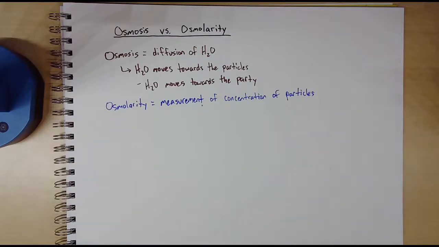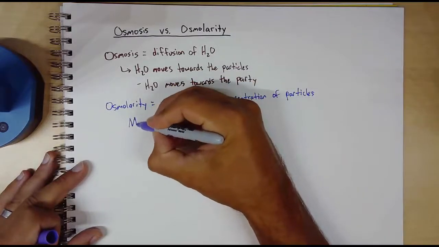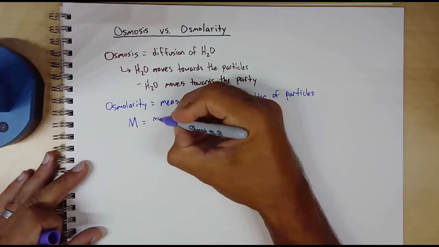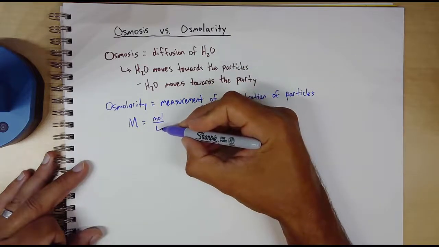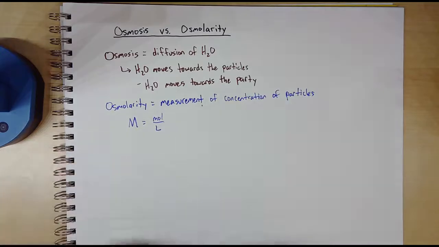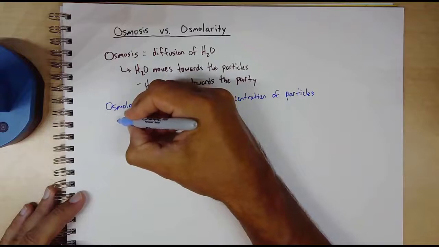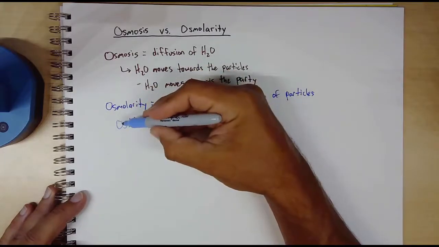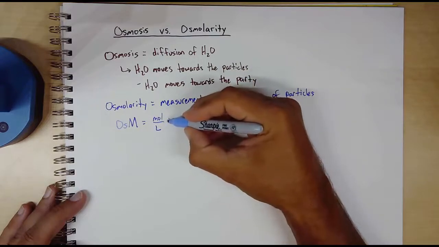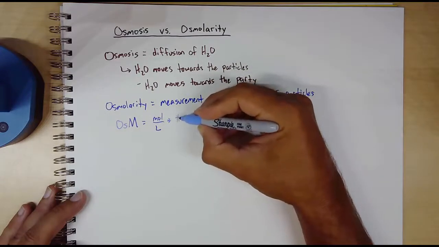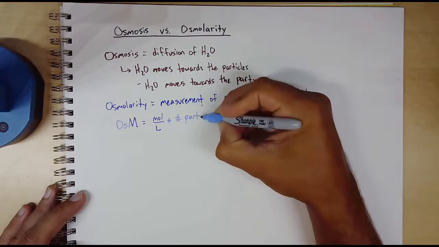Osmolarity can be calculated. Okay, osmolarity is just a molarity, where molarity equals moles per liter, or a mass divided by a volume. And then if we want to add osmolarity, well, it's a measurement of the concentration. So we go osmolarity, capital O, lowercase s, capital M, is equal to moles per liter, and it's a measurement of the particles. It's a measurement of the number of particles. It's a measurement of the party.